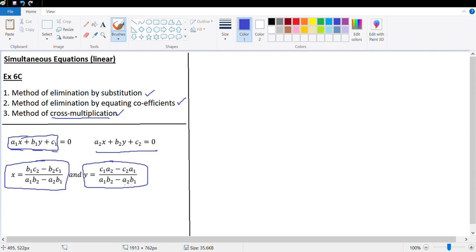Now, in case you're finding it difficult to remember this formula, I can show you a visually easy way of remembering it. After you've written a1x plus b1y plus c1 is equal to 0, you write the coefficients in this form: coefficient of y, followed by constant, followed by coefficient of x, followed by coefficient of y. So BCAB. Again for the second equation: coefficient of y, constant, coefficient of x, coefficient of y. So BCAB, that's how I remember it.